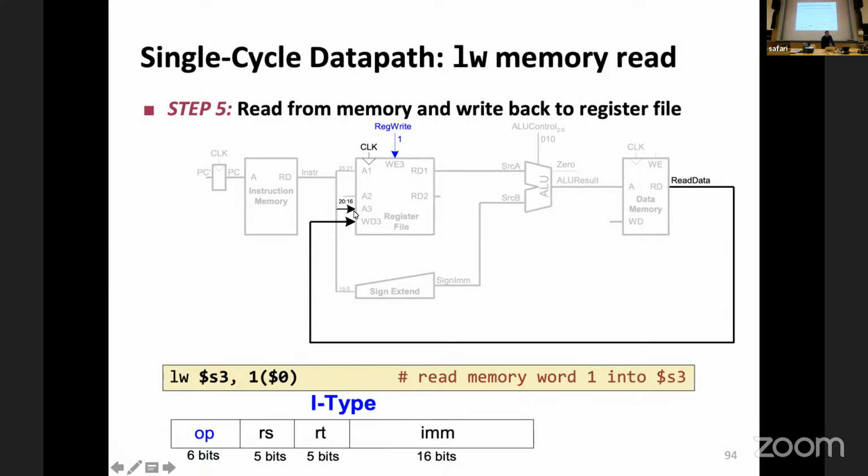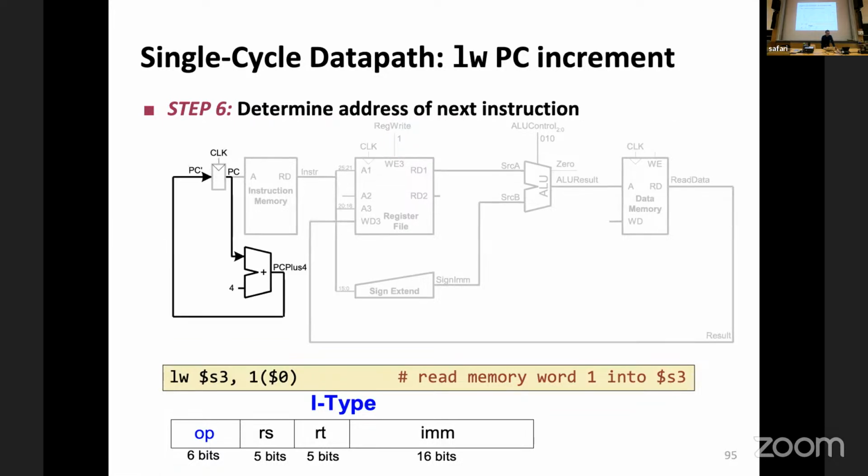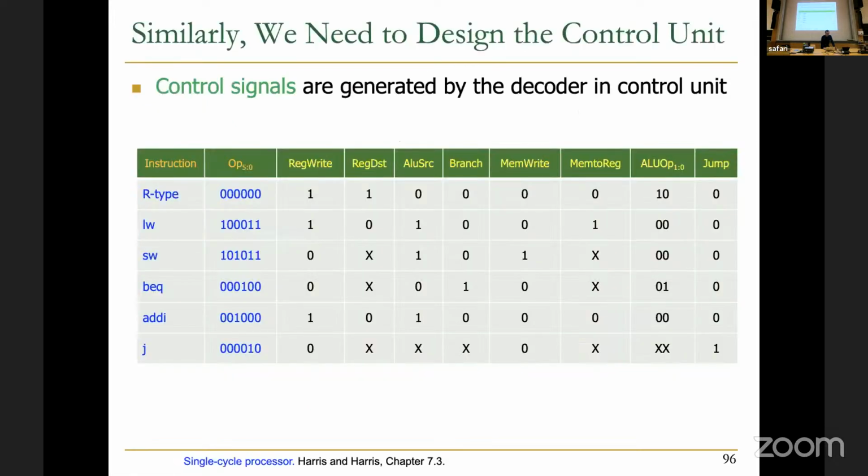And the destination register ID should be set using these bits of the instruction, and the register write signal needs to be set. Basically, it's doing exactly the same thing that we have seen in a different way with different wording, let's say. And of course, you also need to determine the address of the next instruction. So you need to add the PC plus 4 adder. We also added that in the processor that we studied.